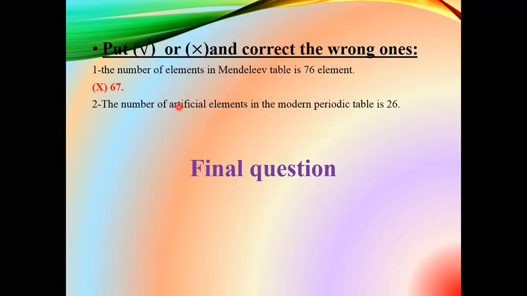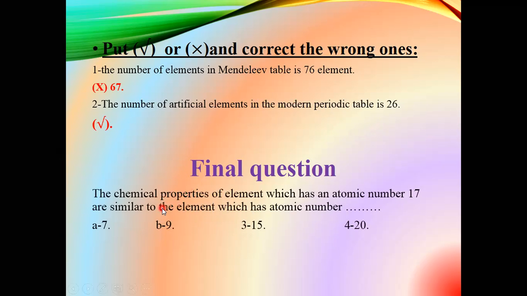طب تعال نشوف the number of artificial elements is 26، والكلام ده صحيح لأنه 118، 92 منهم natural والباقي 26 اللي هم الـ artificial.